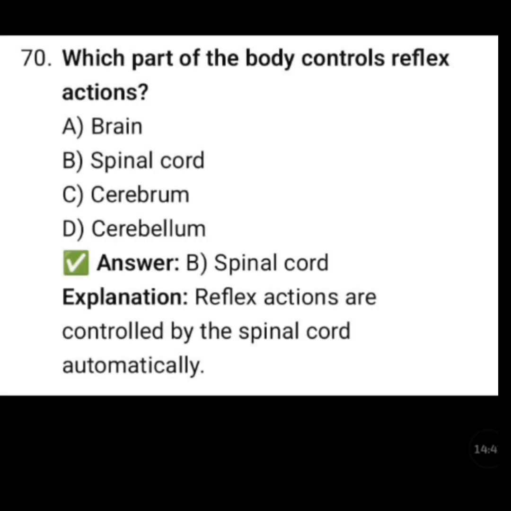Which part of the body controls reflex actions? Brain, spinal cord, cerebrum, cerebellum. The correct answer is option B, spinal cord. Reflex actions are controlled by the spinal cord automatically.